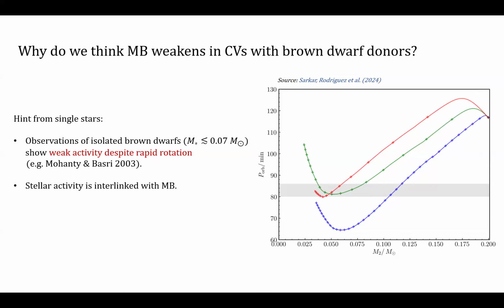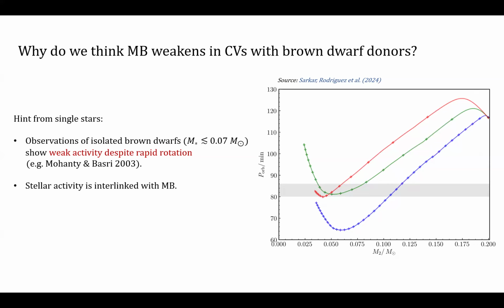So for these tracks we use 10 to the power minus 11 solar masses per year, but we also work with 5 times 10 to the power minus 12 solar masses per year. This would just move these tracks a bit up before disappearing, but the basic idea stays the same.